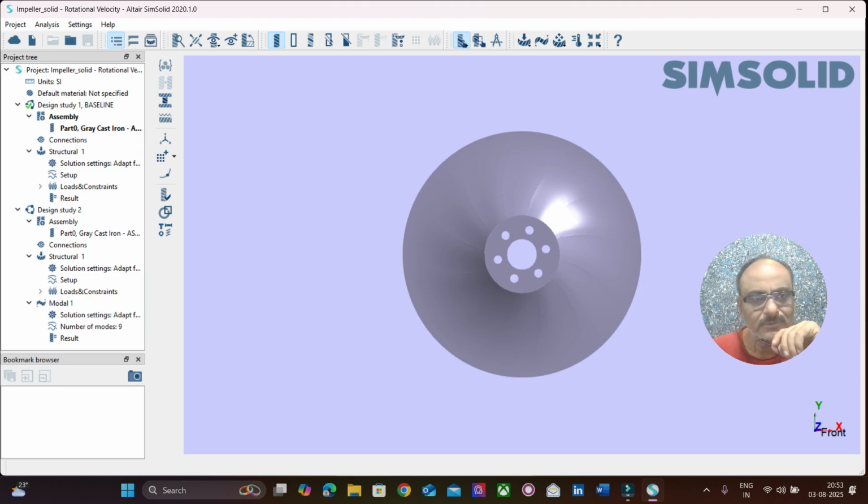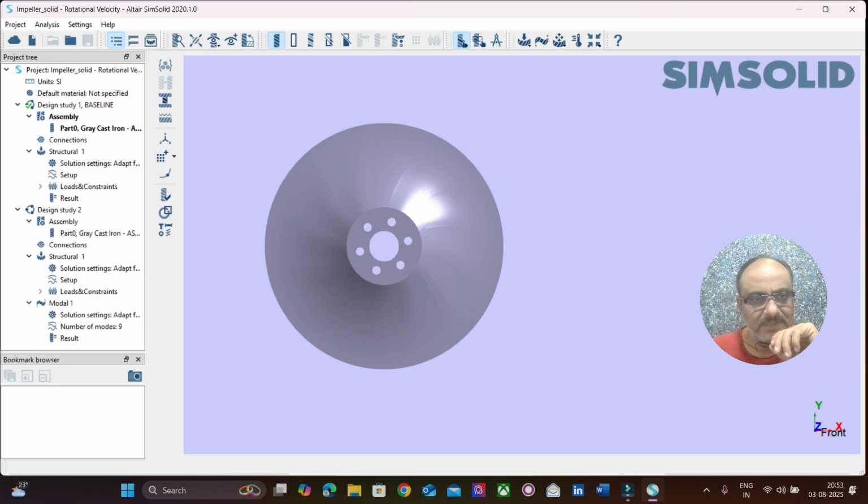Today we are going to see how the natural frequency simulations are performed on the induced draft fan radial impellers. In the previous session we had performed the structural simulation and arrived at the stress and deformation results. We also found that the stress values were very much within limits compared to the yield strength of the material.